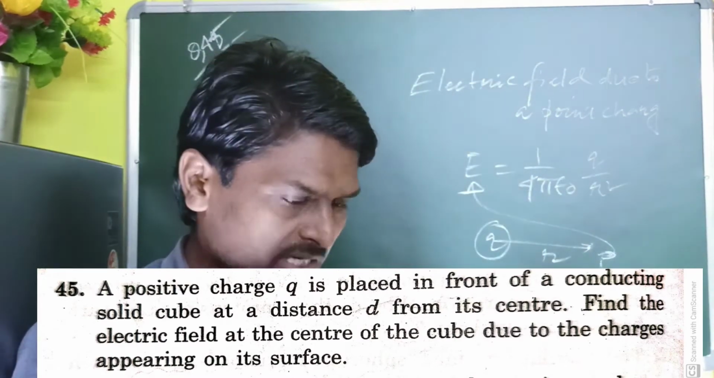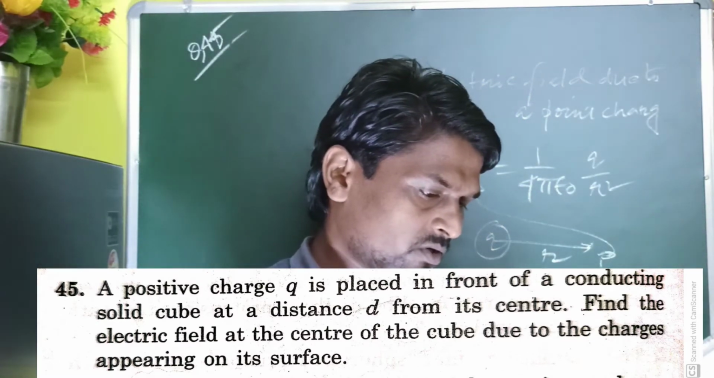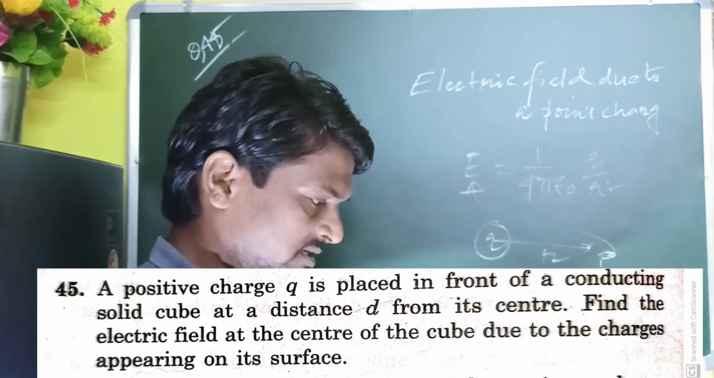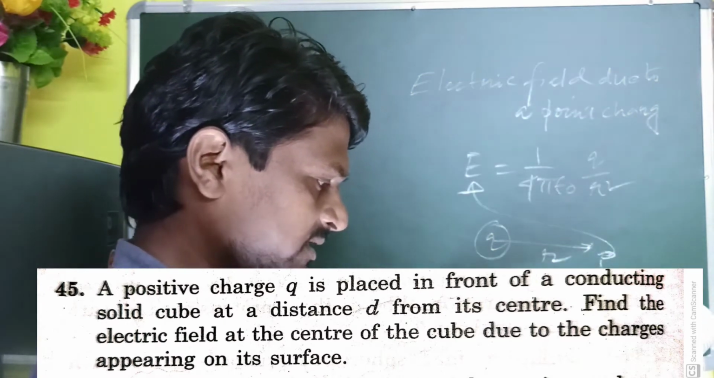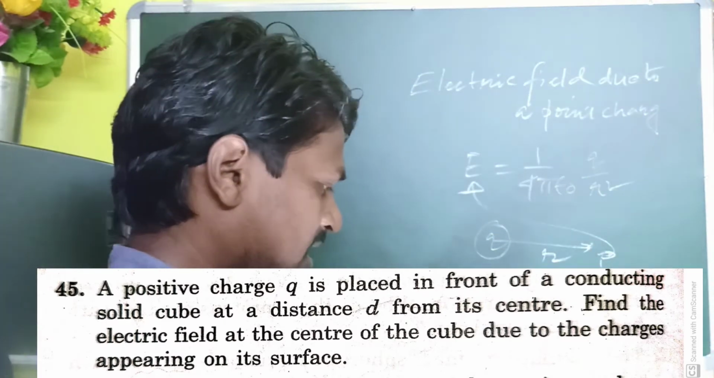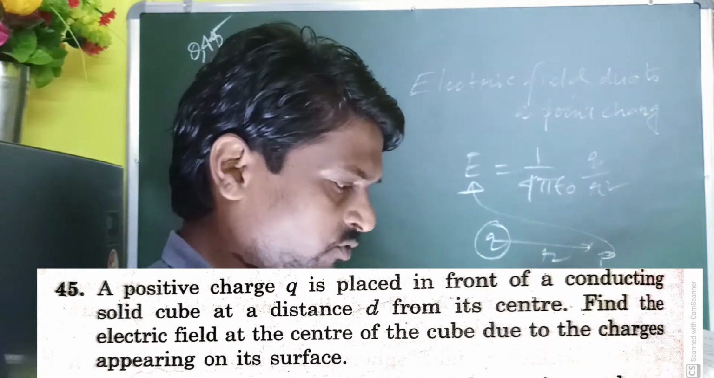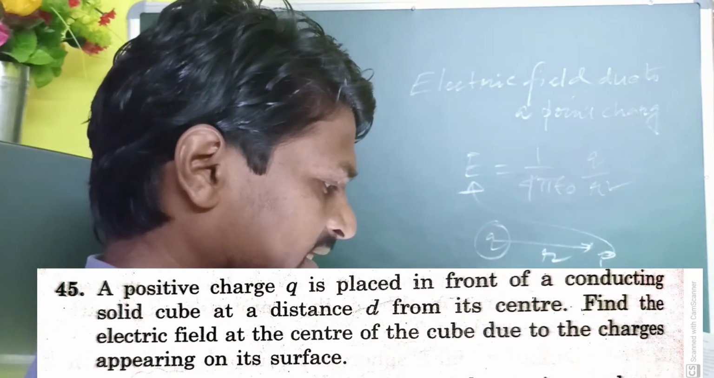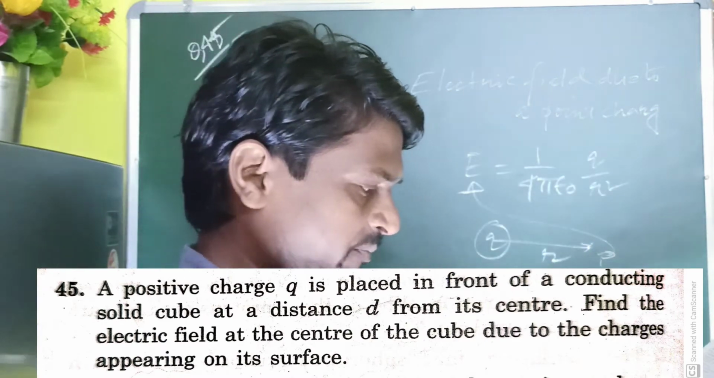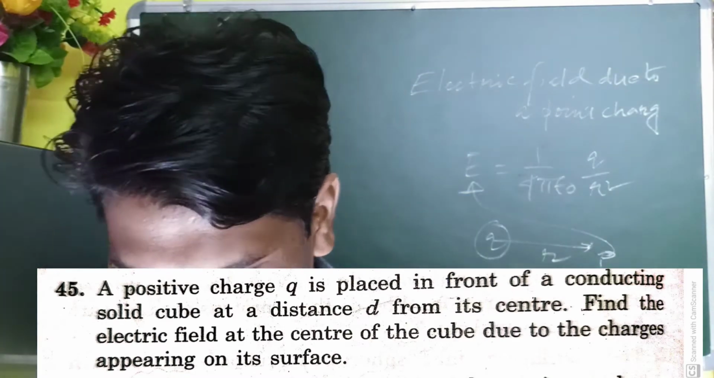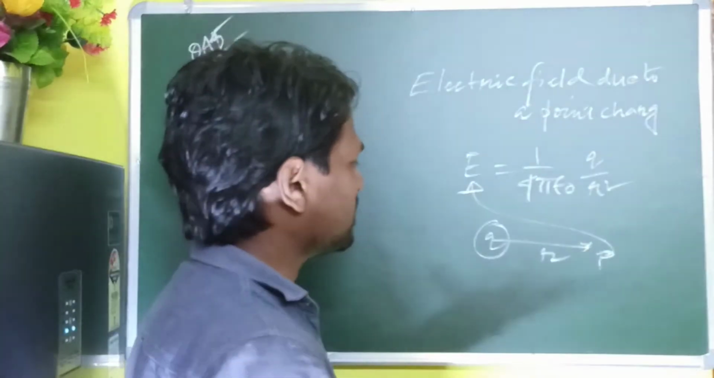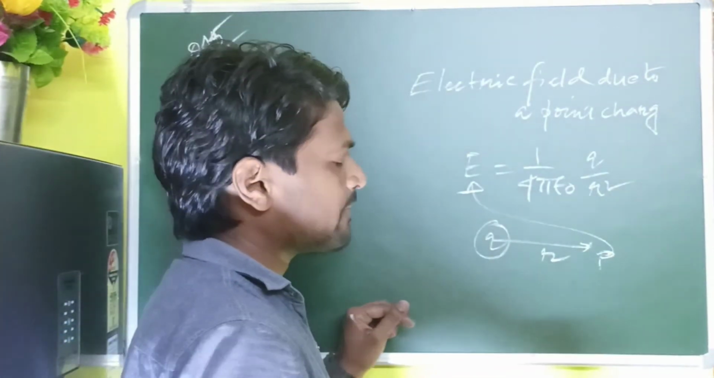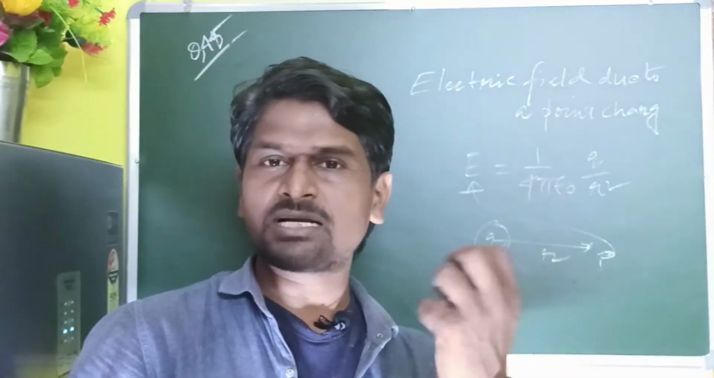A positive charge q is placed in front of a conducting solid cube at a distance d from its center. Find the electric field at the center of the cube due to the charge appearing on its surface. सो सरफेस में क्या चार्ज अपियर होगा, वही चार्ज अपियर होगा जो चार्ज है वहां पर, q चार्ज, और अपियर होने से क्या होगा, क्योंकि ऑपोजिट चार्ज भी अपियर हो जाएगा.